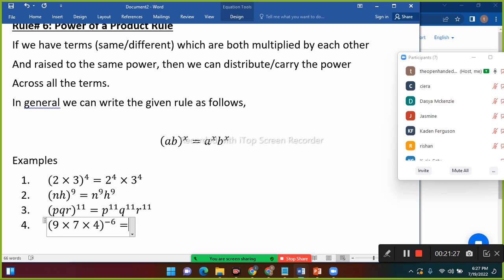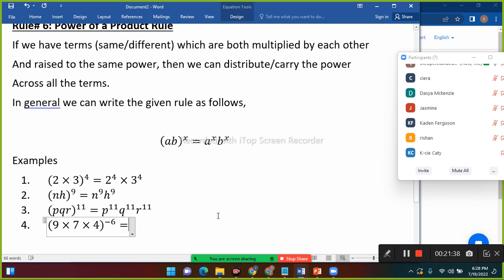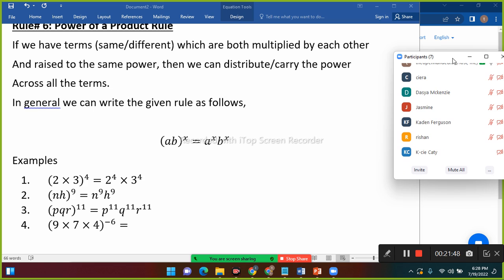Casey, what do we do? What would it be? It was for Casey. What would it be? Okay, I don't think our mic is working. So, Sierra, can you help us out with number 4? Okay, it'll be 9 to the power of negative 6 times 7 to the power of negative 6 times 4 to the power of negative 6.